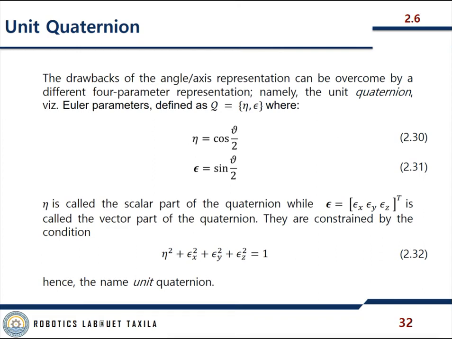Okay, wait a minute. So here's the mistake. There is an r being multiplied with it. So this is not just simply sine theta by 2, this is multiplied by r, which is there as well. So epsilon is called the vector part of the quaternion. These are constrained by the condition, this one. So if you take the squares and add them all up, you get one. Hence it is named as unit quaternion.